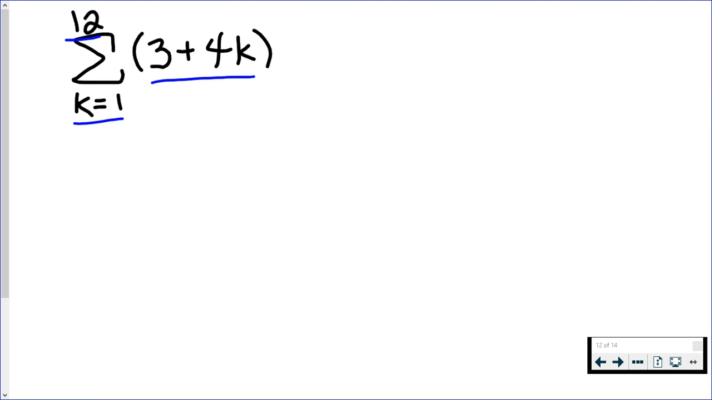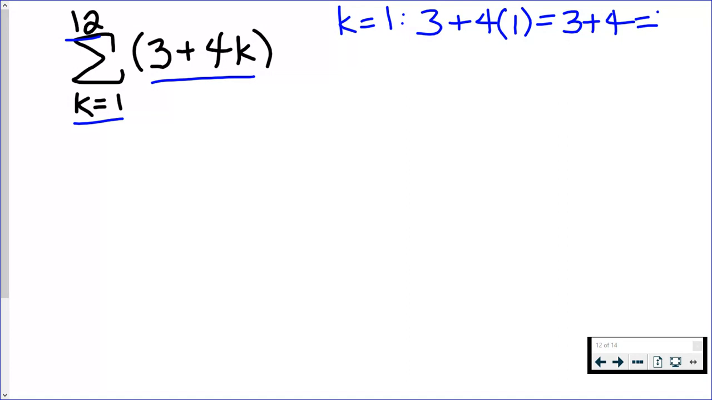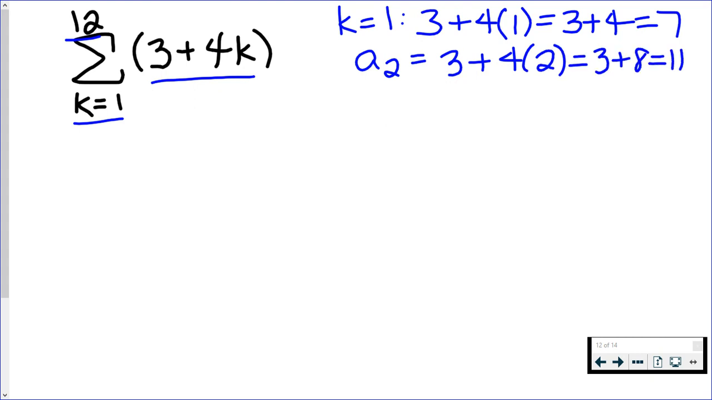So if you wanted the first term, you just plug in k equals 1. So the first term would be 7. If you want the second term, we can write a sub 2. Remember, that's the second term. And so on. Now, it's going to be pretty tedious to do this 12 times.